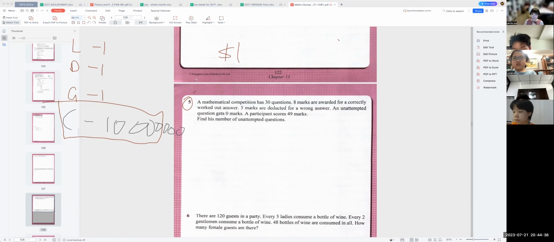Okay, so let's take a look at number 5. Mathematical competition has 30 questions. 8 marks are awarded for correctly worked out answers, and 5 marks are deducted for a wrong answer, and an unattempted question gets 0 marks. A participant scores 49 marks, find his number of unattempted questions, okay? So Ollie, what is an unattempted question? That means he leaves it open, okay? He didn't answer. So answer right, get 8, and answer wrong, deducted 5. And if you leave it open, there's no mark at all.